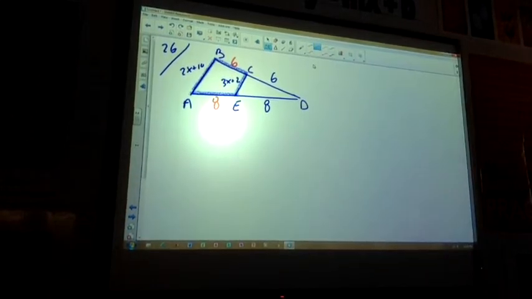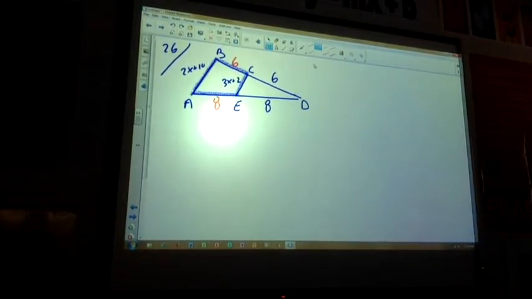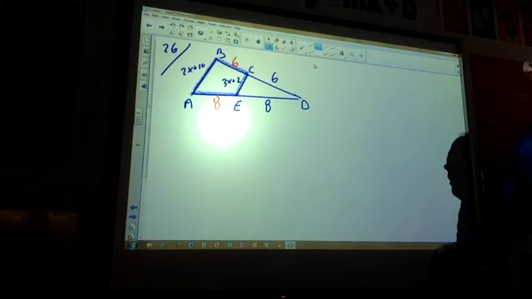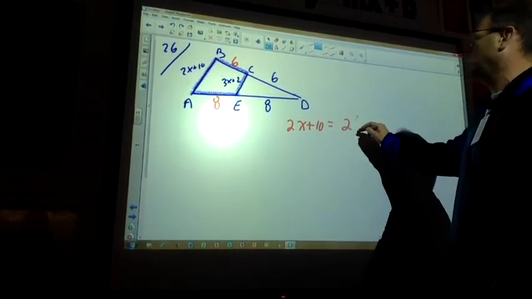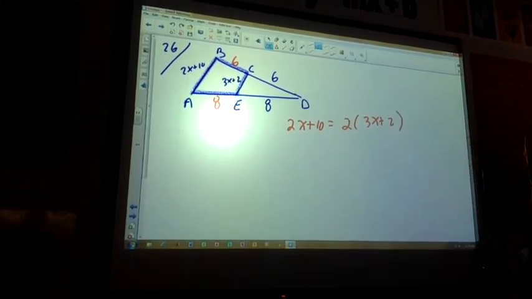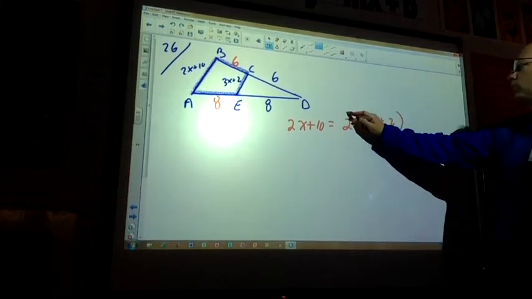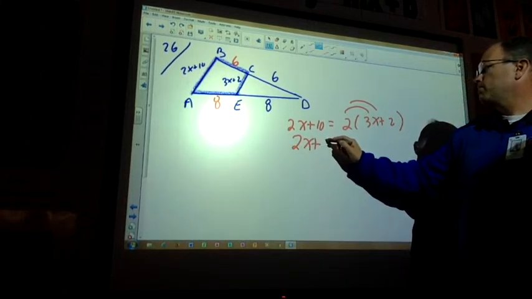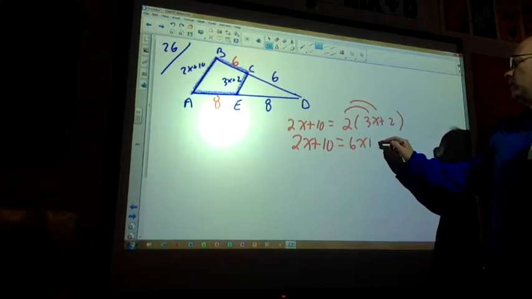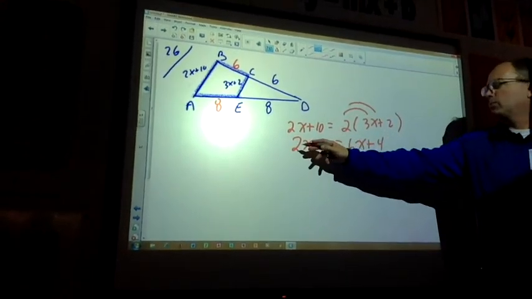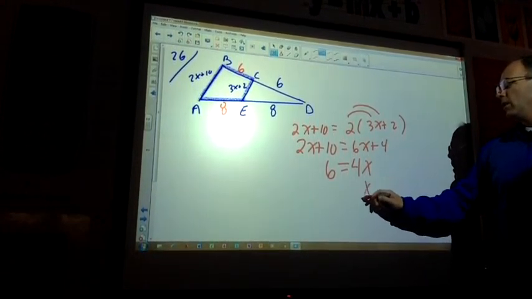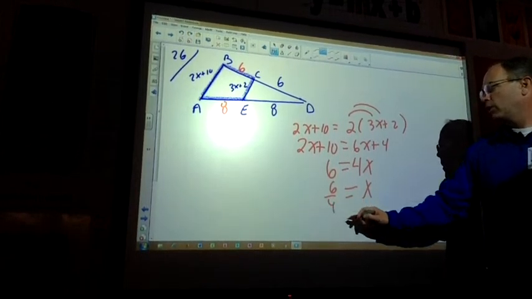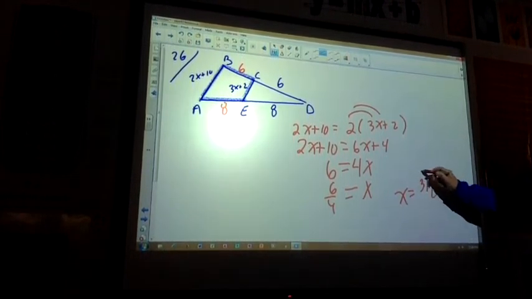So what do we know about the relationship between 2x plus 10 and 3x plus 2? If I go 2x plus 10, that would be equal to 2 times 3x plus 2. Agreed? If I doubled EC, I get AB. So let's work this out. I'm going to subtract 2x, so I get 4x over here. If I subtract 4, I get 6 over here. If I divide, I get 6 over 4. So I find that x is equal to 3 over 2. Agreed?